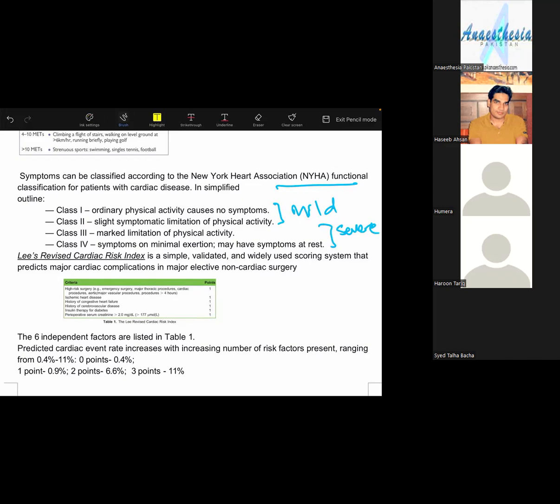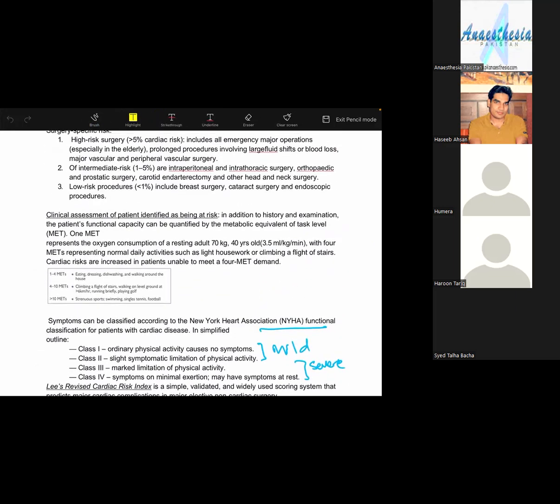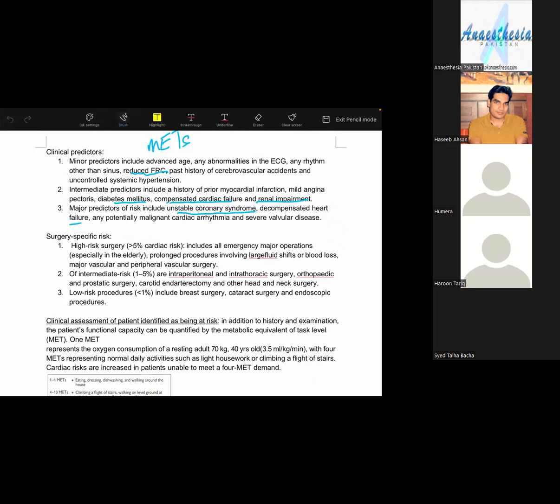So we label it. If it is 1 and 2, it is clinical risk factors, intermediate predictors. It is called compensated heart failure or mild angina. And if it is 3 and 4, it is unstable coronary syndrome or decompensated heart failure. You understand? If you see a patient with raised JVP, dyspneic at rest, unable to complete one sentence while talking, he is in decompensated heart failure. Or if he is having chest pain, you will say it is an unstable coronary syndrome. So you will not do any elective surgery in such a patient. You will proceed in such patients only in one condition: if surgery is an emergency.